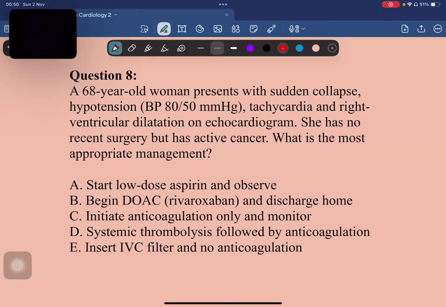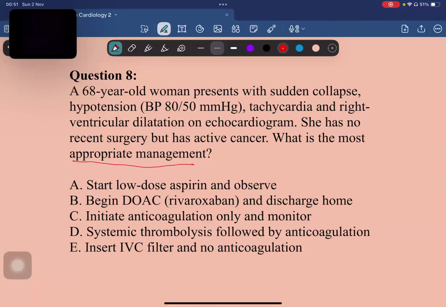Start low dose aspirin and observe. Begin direct oral anticoagulation, rivaroxaban, and discharge home. Initiate anticoagulation only and monitor. Systemic thrombolysis followed by anticoagulation. Insert IVC filter and no anticoagulation. So in this we have a hypotensive patient. What would the answer be? Appropriate management, they're asking.